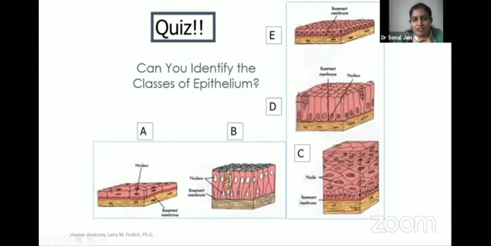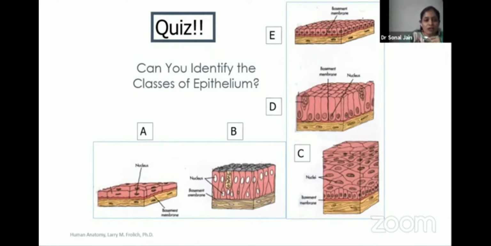So this is a small quiz for you. Can you identify the classes of epithelium? I have given pictures A, B, C, D and E. A is a squamous epithelium, which we can mostly see in the alveoli and in endothelium. We have simple squamous, simple columnar epithelium. Similarly, there is the stratified also.